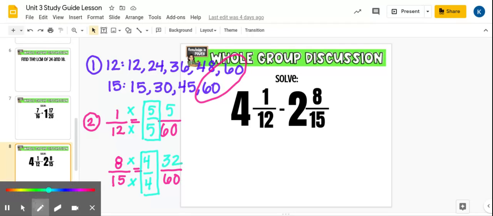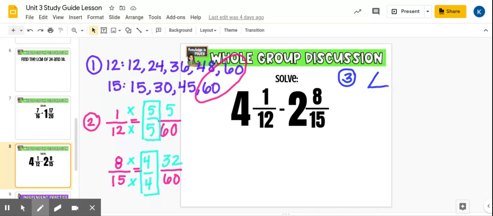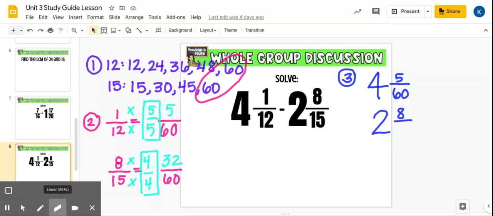So now that I have found equivalent fractions, I can go ahead and subtract. Again, like I said, I like to do it vertically or up and down. It's just easier for me to see. So 4 and 5/60. I think some of the misconceptions I see is people forget to write the new fraction. Minus 2 and 8. Oops, see, I just did it there. 2 and 32/60.